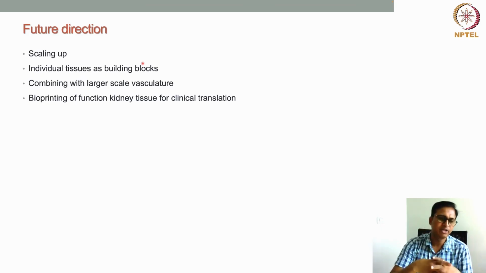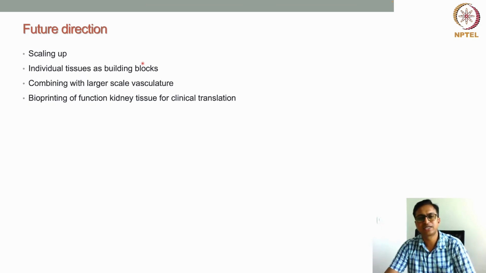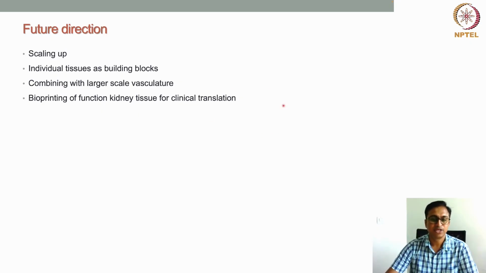Ultimately the goal is to bioprint fully functional kidney structures that can be used for clinical translation, so that it can save many patients who are waiting for transplants. I have given links for several literatures, so please go through them. You will understand much more about how 3D bioprinting can be used to develop different kidney tissue structures, and also how bioprinting strategy can be developed further to generate fully functional kidney tissue.